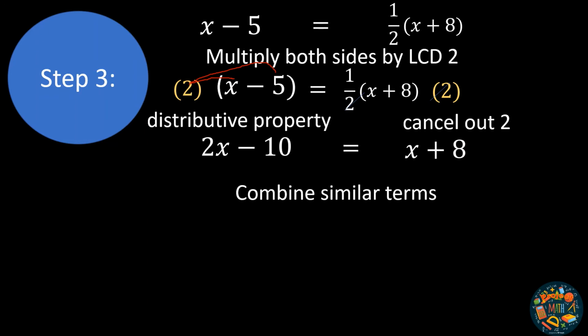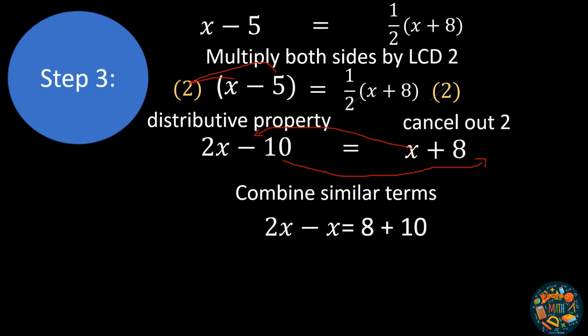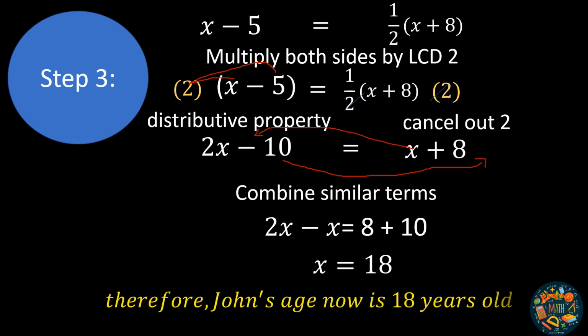Then next, we have to combine similar terms. We will transpose x to the other side of the equation. It will become -x, and -10 transposed to the other side of the equation will become +10. So, we have 2x minus x equals 8 plus 10. So, 2x minus x is x, and 8 plus 10 is 18. Therefore, John's age now is 18 years old.